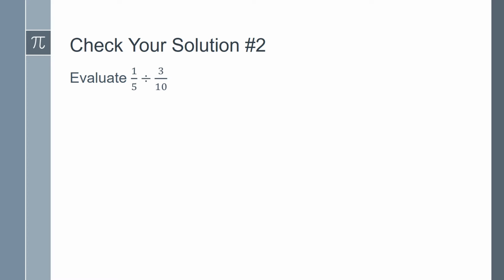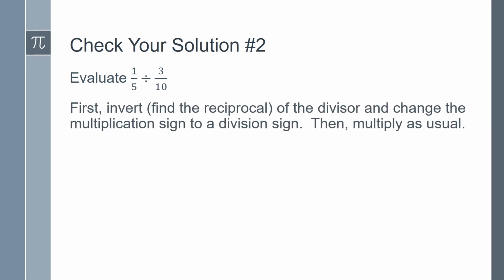The first thing that we'll need to do to solve this problem is to find the reciprocal of the divisor and change the division sign to a multiplication sign. Once we've done that, all that's left is to multiply as usual.